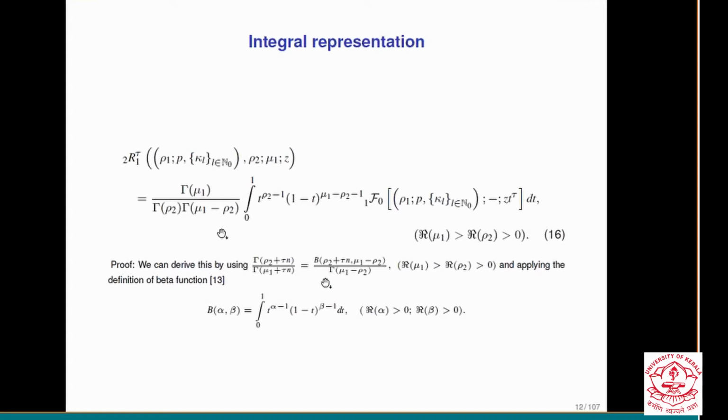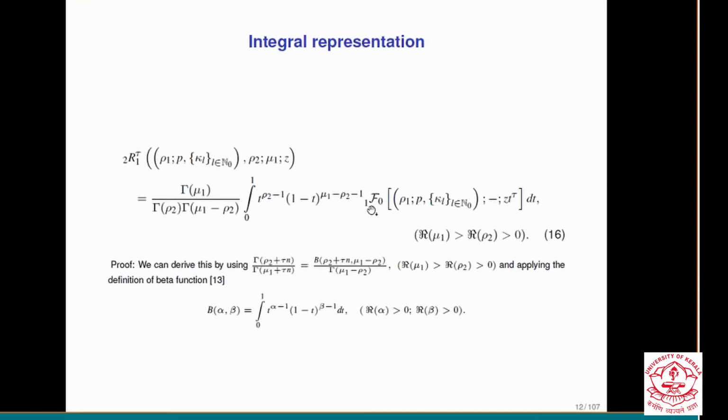Here, if you see, all the conditions have been mentioned. The real part of this mu1 is greater than the real part of this rho 2, which is greater than 0. So this is greater than this rho 2, as well as the real part of this, and this is also greater than 0.